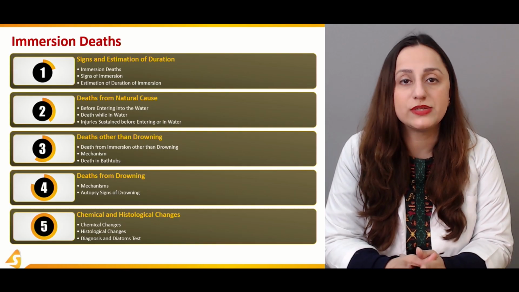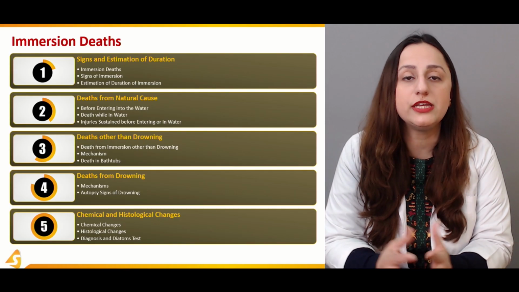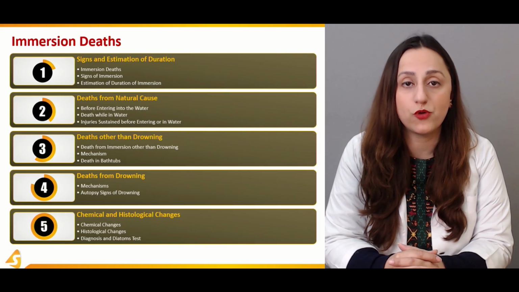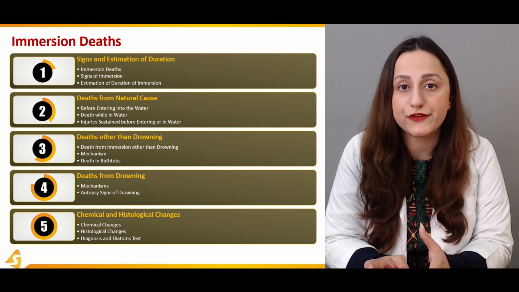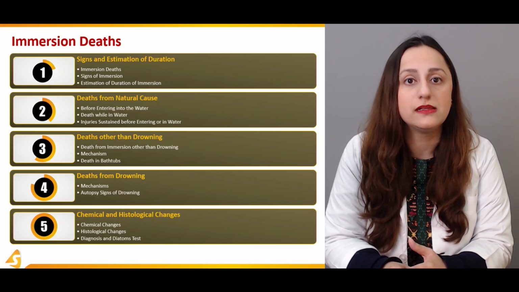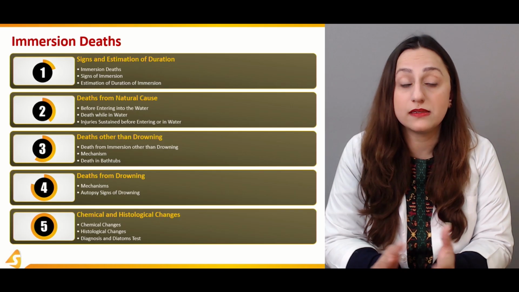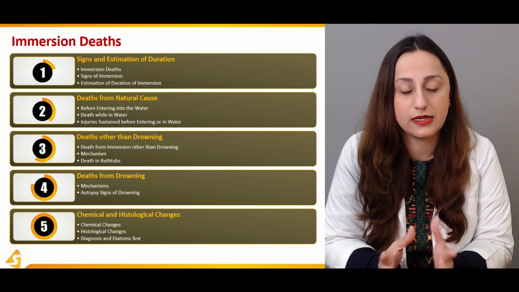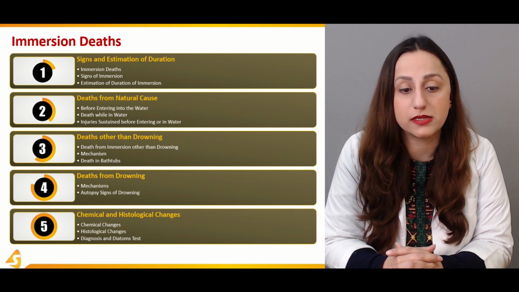in bathtubs. Now, death in bathtubs is sometimes very commonly encountered, and the medico-legal aspects are important for this. It can be a homicidal kind of death, even accidental deaths in bathtubs, and suicidal kind of deaths are not very commonly encountered in bathtubs.